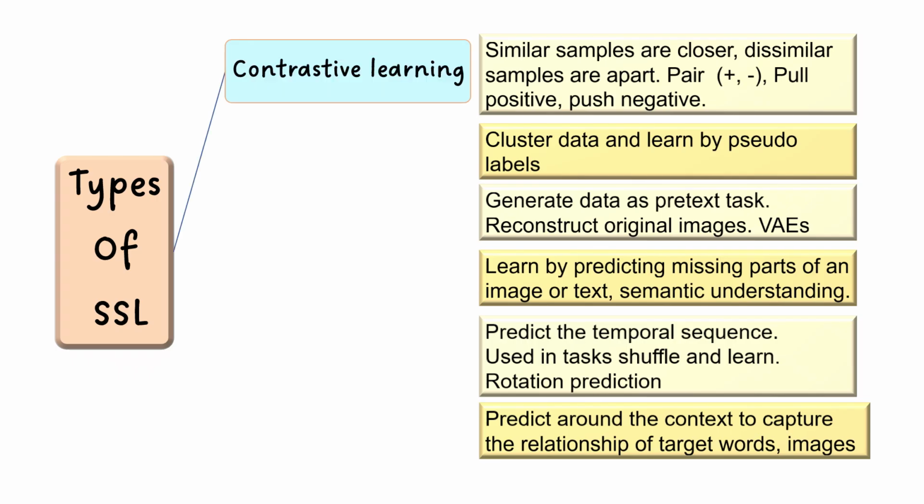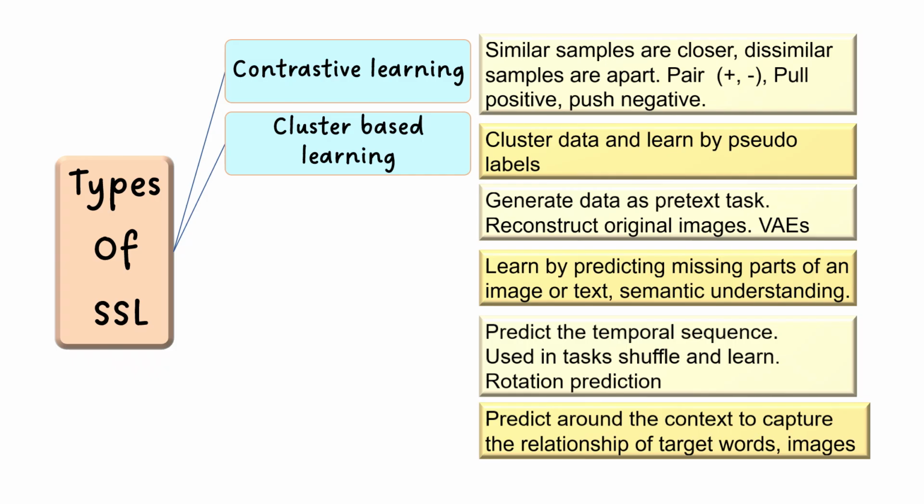Contrastive learning. In this learning, model learns to compare pair of inputs. Similar samples are closer, dissimilar samples are apart. Contrastive learning pulls positive pairs together and pushes negatives apart. For example, classifying the image of animals. Model learns features of animals and groups same animals like dogs, cats closer while those of different animals like birds are far apart.